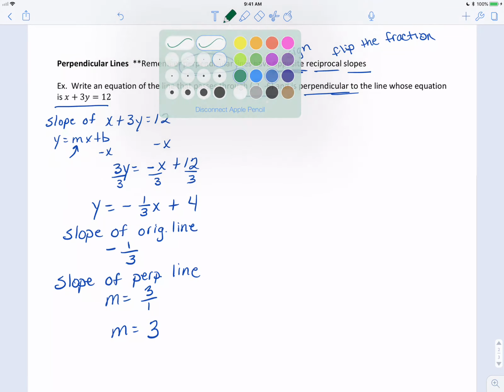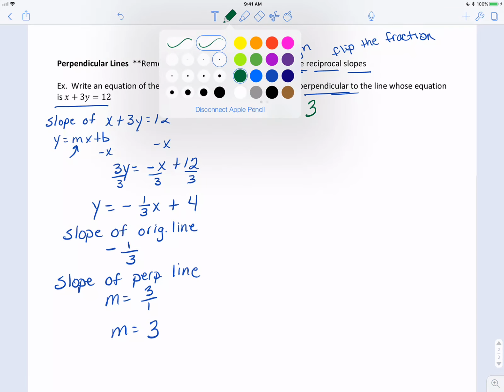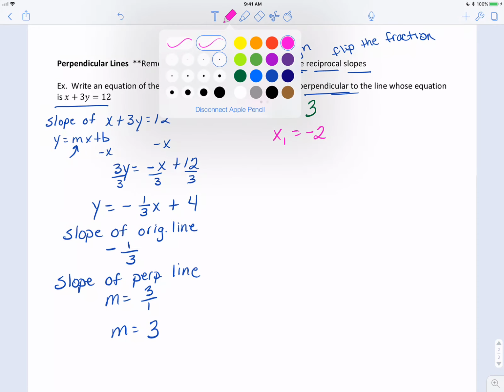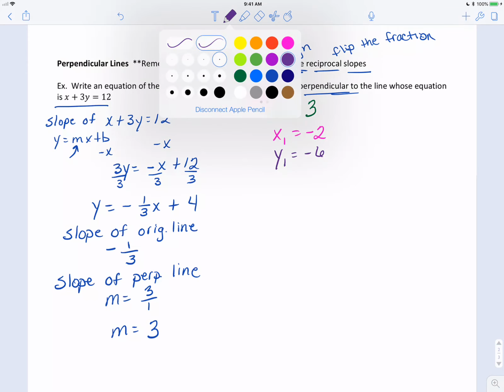So in this instance, our m is going to be 3 because that's the slope of the perpendicular line to that original line. Now we're going to go use the point that we were given. So x1 is equal to, and here's the point that we were given, -2, -6. So x1 is -2, and y1 will be our -6.